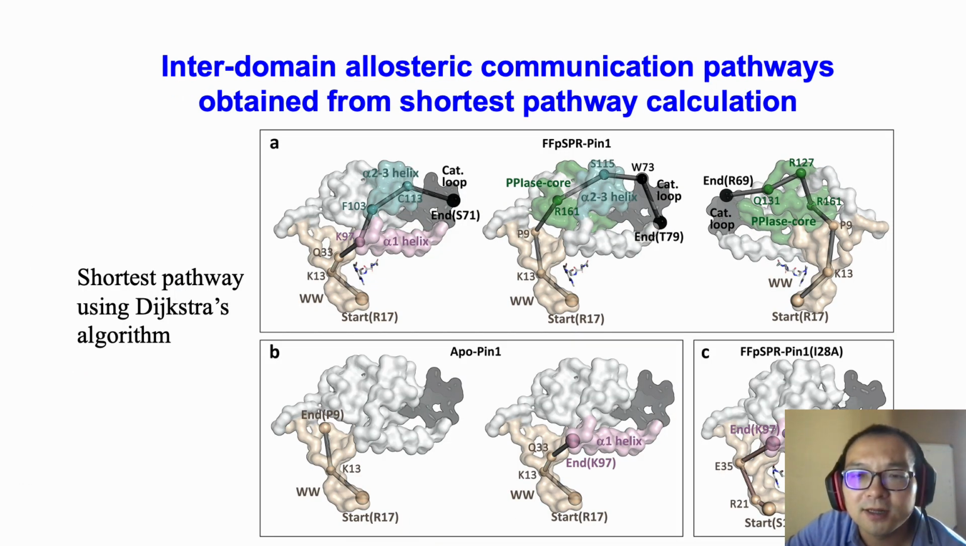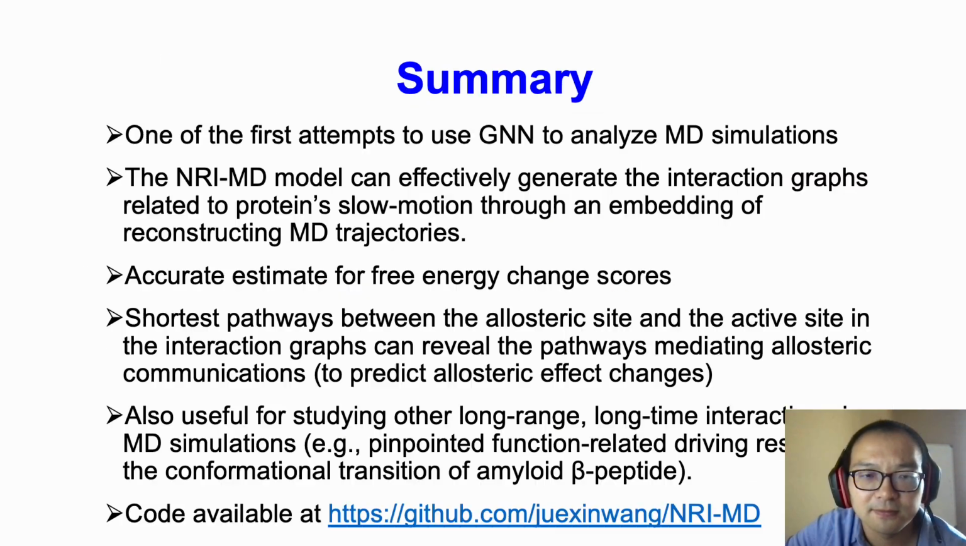With the inferred interaction graph, we can get the inter-domain allosteric communication pathways by just calculating the shortest distances between different residues using the classical Dijkstra algorithm. With the binding, we obtained the whole pathway from the start point in the WW domain to the end in the catalytic loop domain. When we have the mutation, we can see the pathway interrupted at the 28th residue.